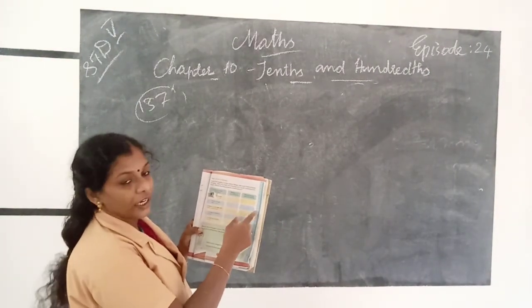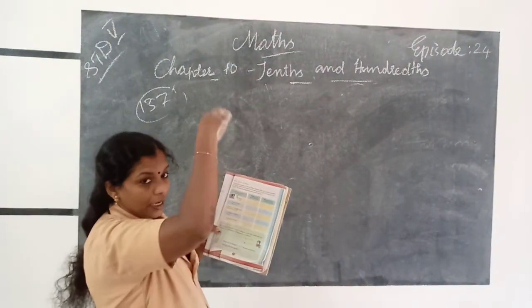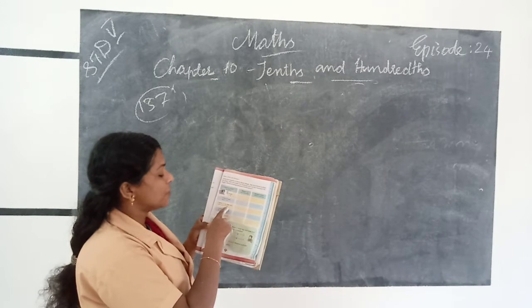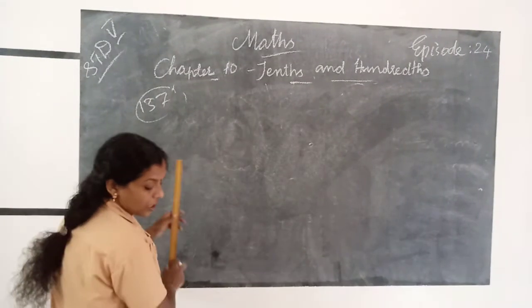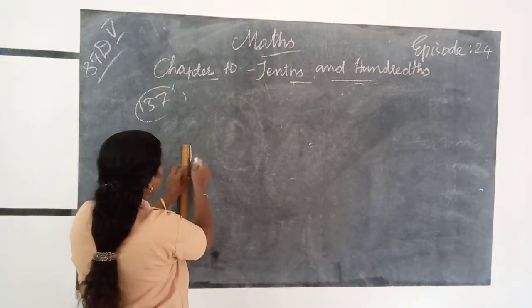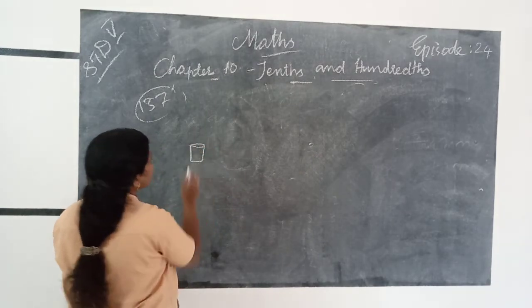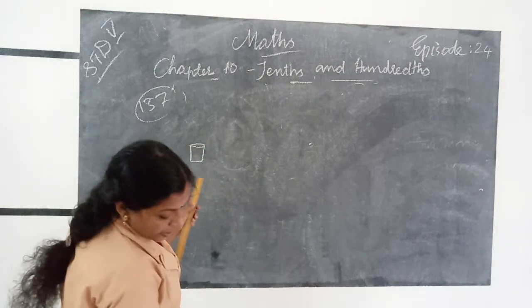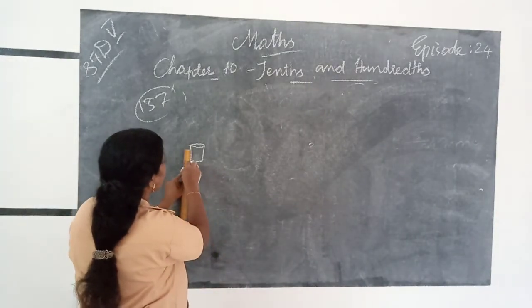Next is depth you have found for rowing. Next, a glass of 11 centimeter height with water up to 5 centimeter. 7 centimeter length for a glass. Suppose this is a 7 centimeter glass. And in this glass, there is 5 centimeter height of water, 5 centimeter from the base.